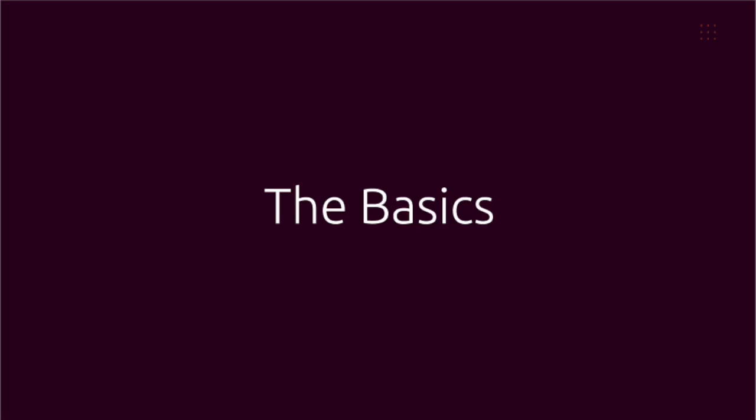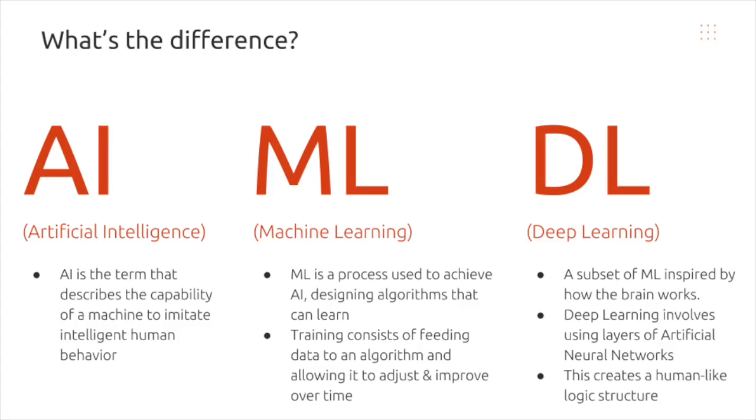Okay, with that, let's go ahead and jump into the basics. So what's the difference between AI, machine learning, and deep learning? This is a very high-level view, but artificial intelligence is a very broad category, a part of computer science. It's a term to describe the capability of a machine to imitate intelligent human behavior.